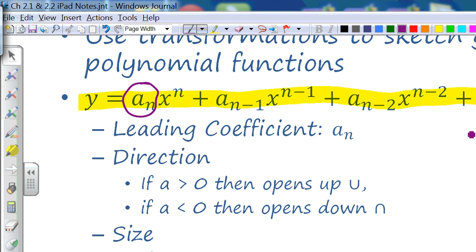Direction: if a, our leading coefficient, is greater than 0, and the degree is even, it opens up. If the degree is odd, it's going to have a positive directionality. What I mean by that, I'll show you in a minute, because the second one is if it's less than 0, then it opens downward or in a negative direction. The degree tells me a lot of things.